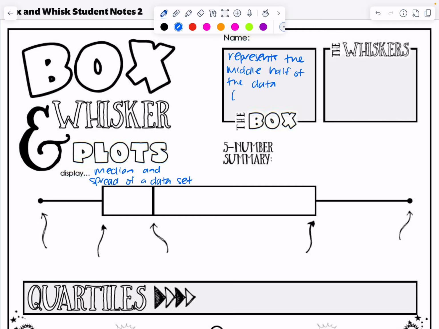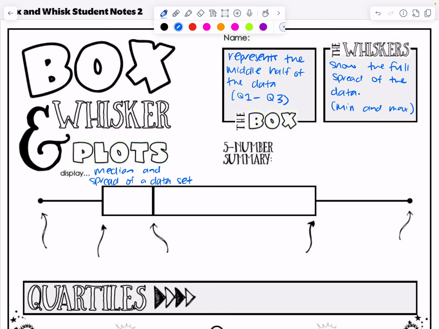of the data, so that's essentially the spread from Q1 to Q3 when we're thinking about our 5-number summaries. And the whiskers show the full spread of the data. So this is the minimum and the maximum. So we'll look now at what that looks like in relationship to the 5-number summary.